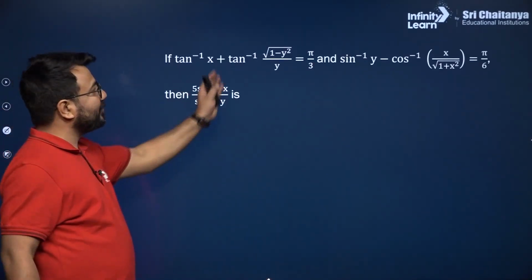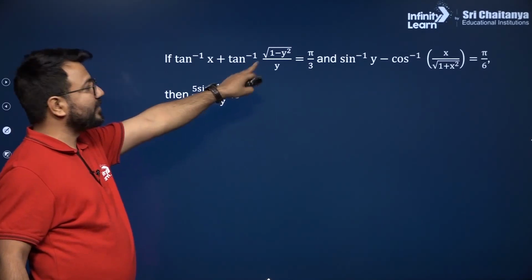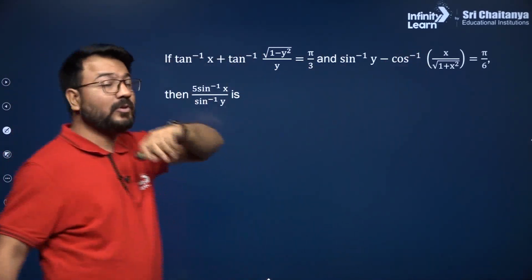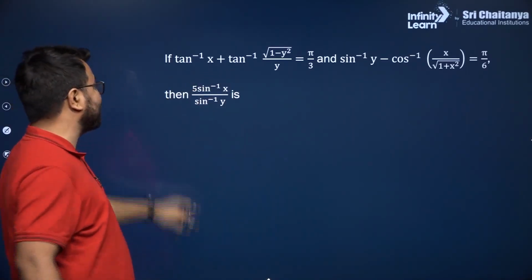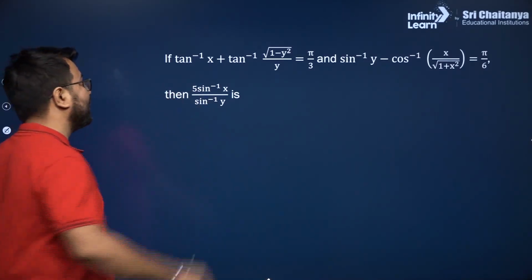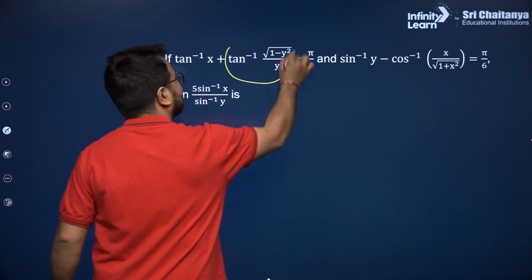Here is another question: tan inverse x plus tan inverse of square root of 1 minus y square upon y is equal to pi by 3, and sin inverse y minus cos inverse x upon square root of 1 plus x square is equal to pi by 6, and I want to get the value of 5 sin inverse x upon sin inverse y. For that I will be converting this expression first of all.